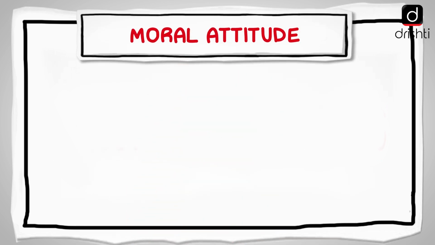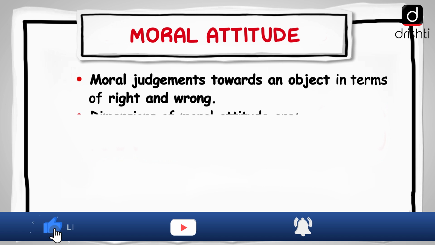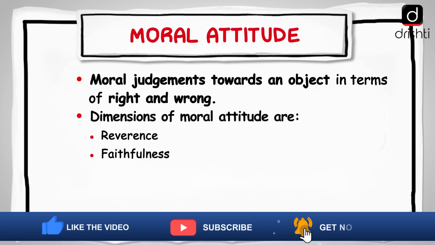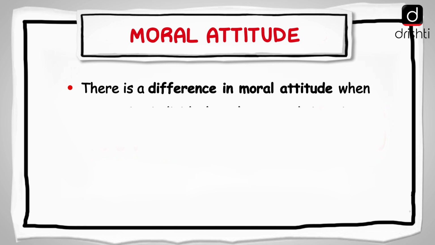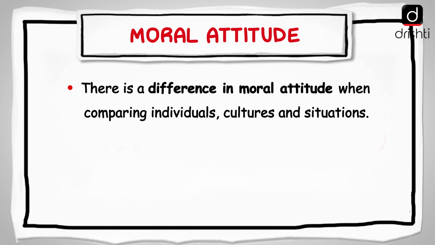Firstly, we will focus on moral attitude. This type of attitude includes moral judgments towards an object in terms of right and wrong. Some of the dimensions of moral attitude are reverence, faithfulness, awareness of responsibility, veracity, and goodness. There is a difference in moral attitude when comparing individuals, cultures, and situations. For example, moral attitudes differ on issues like surrogacy, pornography, prostitution, homosexuality, etc., based on individuals, cultures, and situations.